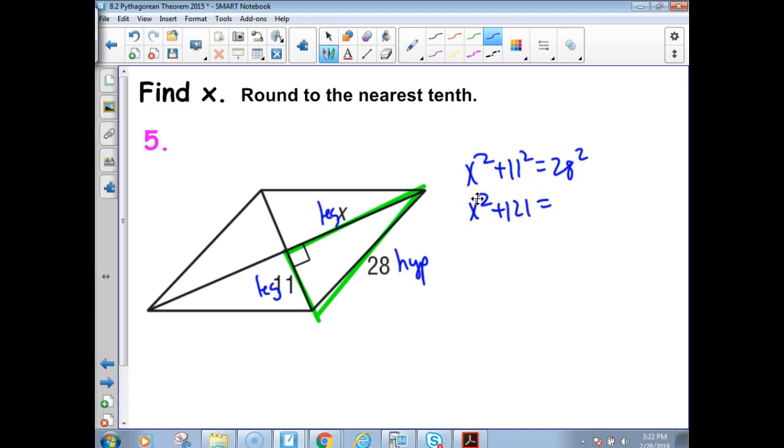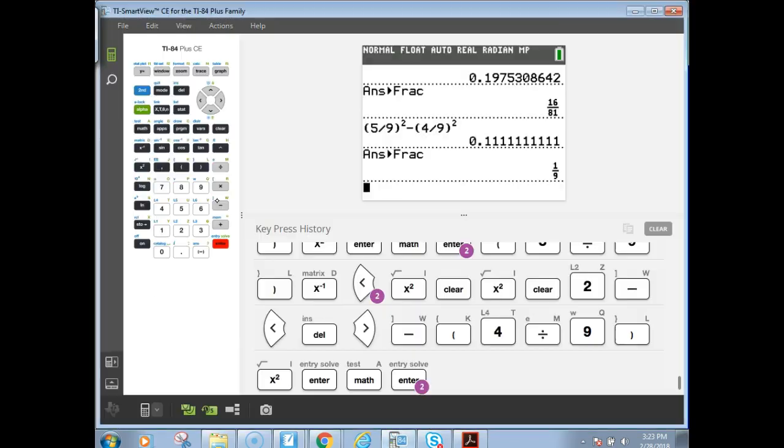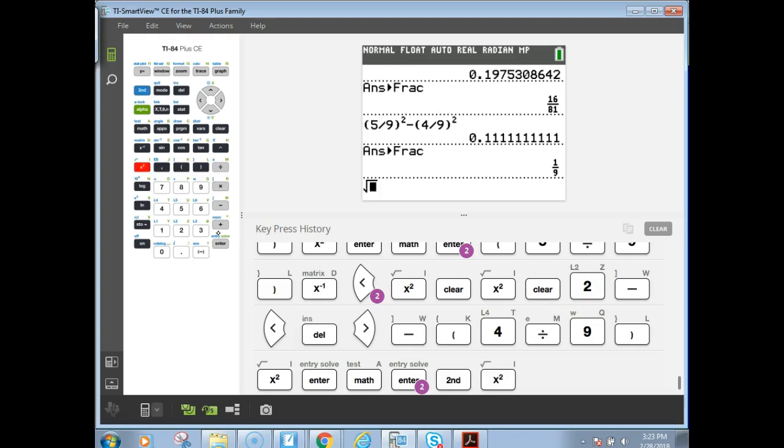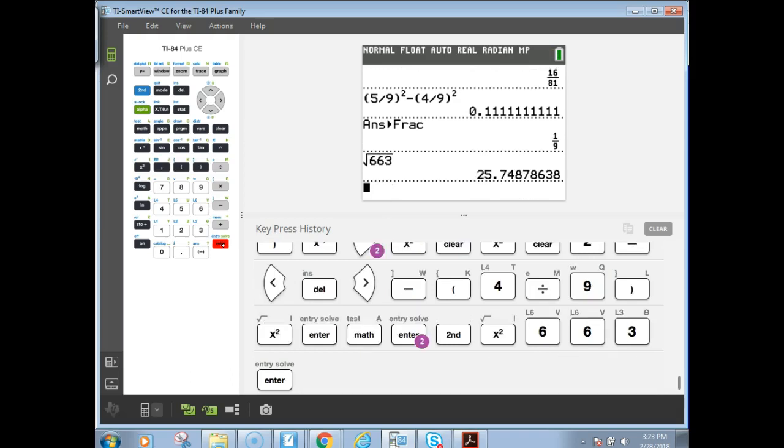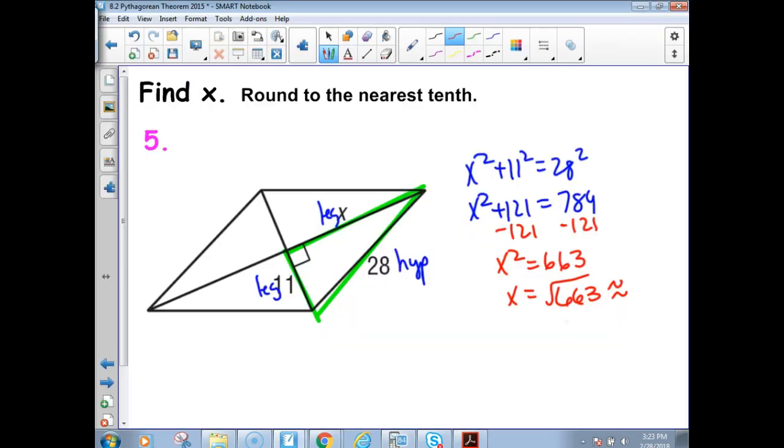You can, because you're going to have to subtract. But you can find out, what's 28 squared? 784. Then we're going to subtract 121. If you have directed studies, you might have been told just to do 28 squared minus 11 squared, and that's perfectly fine. It gets you the same answer. So that's 663. Then we take the square root of 663, and that's square root 25.7. We'll go to the nearest tenth.